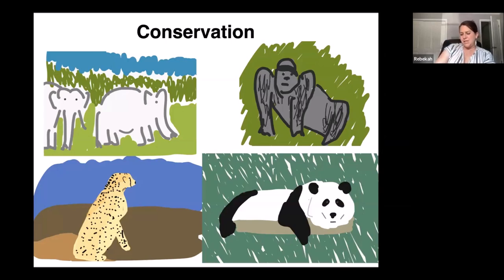That's for the single base pair changes. If you delete a section of DNA, getting it back is virtually impossible. And so those are even more difficult to fix than your single base pair changes.